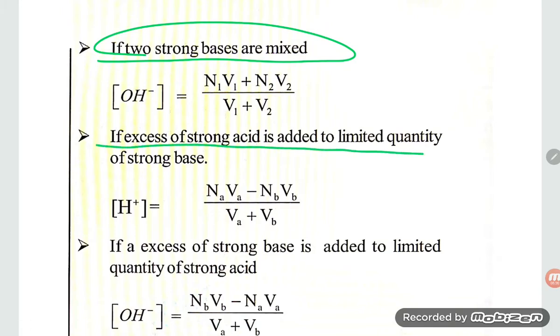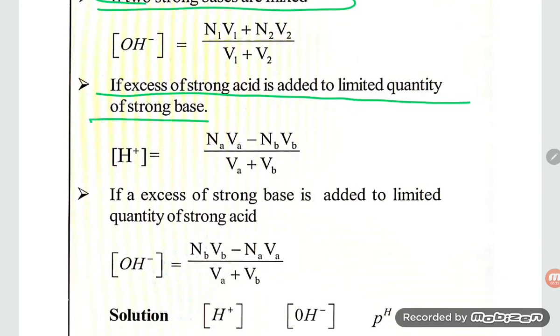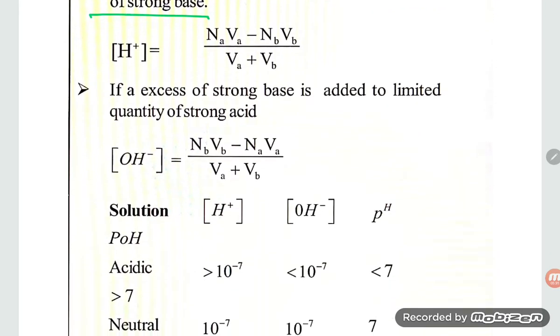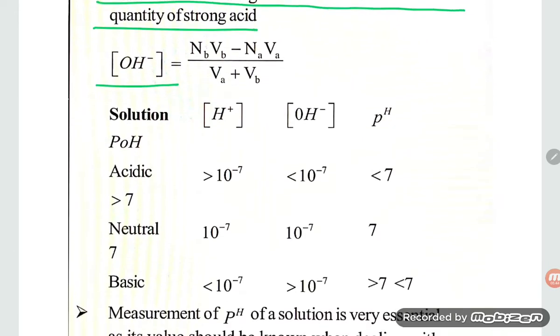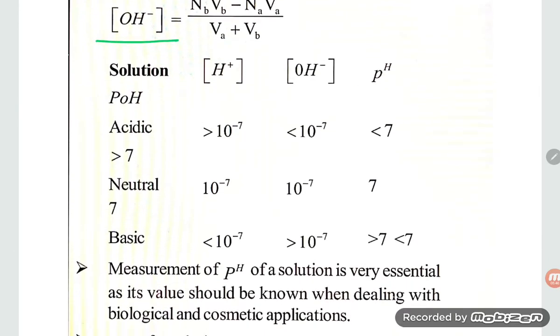If excess strong acid is added to a limited quantity of strong base, the hydrogen ion concentration is equal to (NaVa minus NbVb) upon (Va plus Vb). NaVa means normality of acid and volume of acid. If excess strong base is added to a limited quantity of acid, the OH minus ion concentration is (NbVb minus NaVa) upon (Va plus Vb).